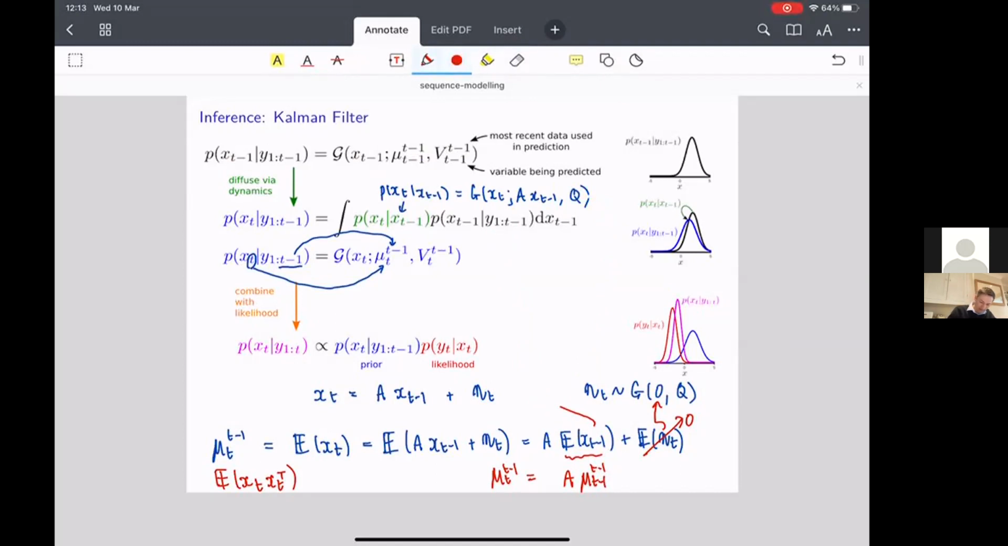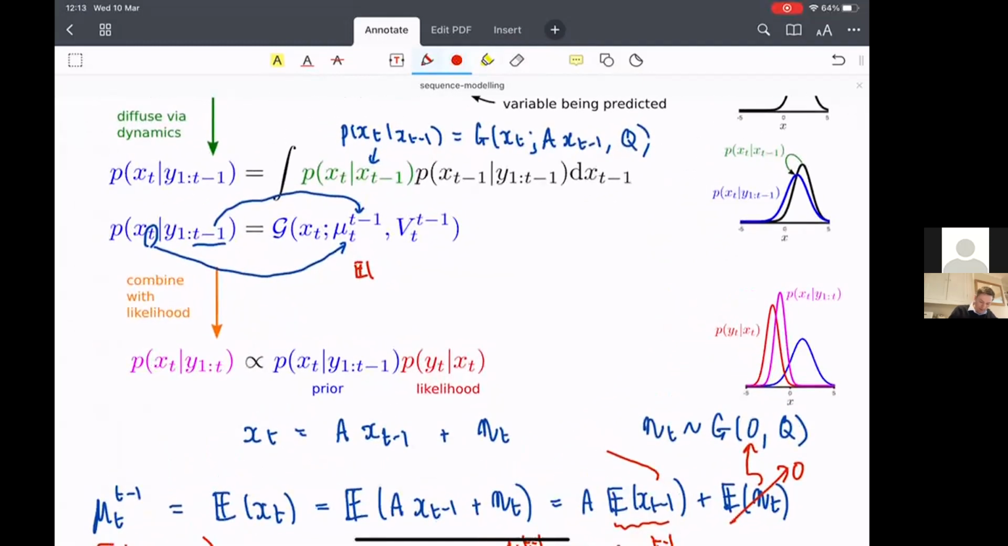Okay, so expected value of x_t x_t transpose, let's zoom in a bit to make this clearer. I can write it as the expected value, substituting in the formula for x of t: expected value of (A times x of t minus 1 plus the noise) times (A x of t minus 1 plus the noise) transpose. This thing.